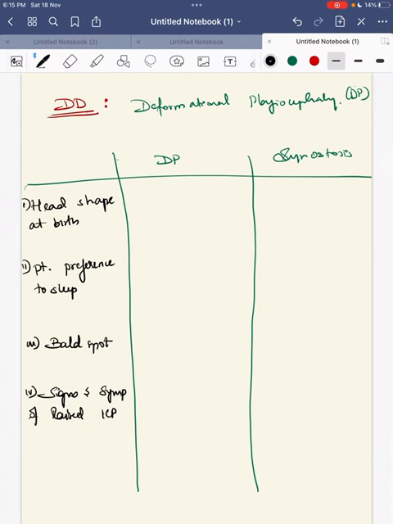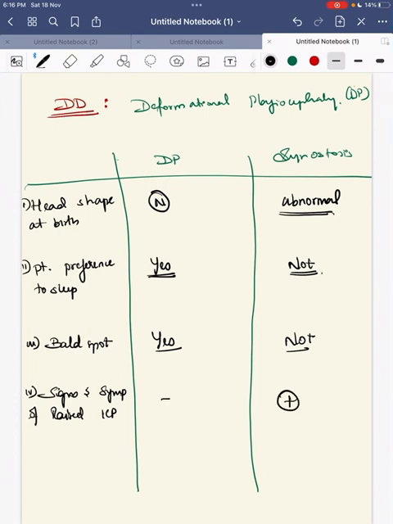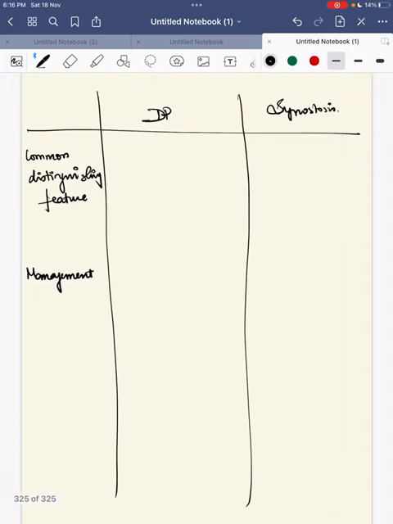Next, the main differential diagnosis is deformational plagiocephaly. The difference between deformational plagiocephaly and synostosis: head shape at birth is normal in deformational plagiocephaly, while in synostosis it is abnormal at birth itself. Patient preference to sleep on one side is present in deformational plagiocephaly, but not in synostosis. A bald spot is present in deformational plagiocephaly but not in synostosis. Signs and symptoms of raised ICP are present in synostosis and not in deformational plagiocephaly.